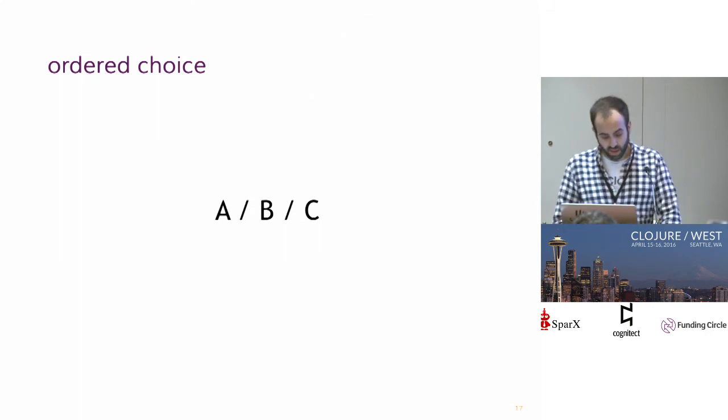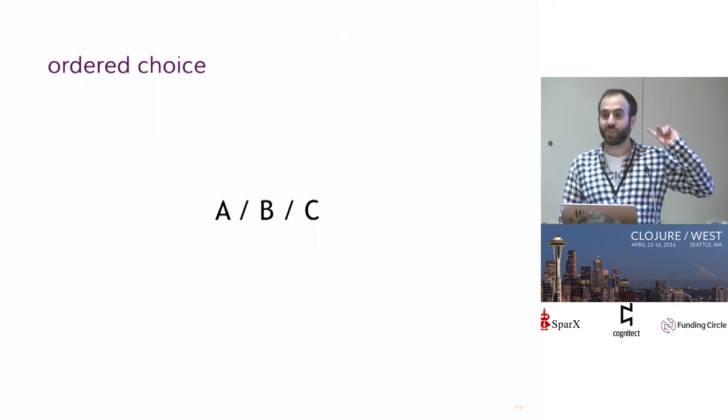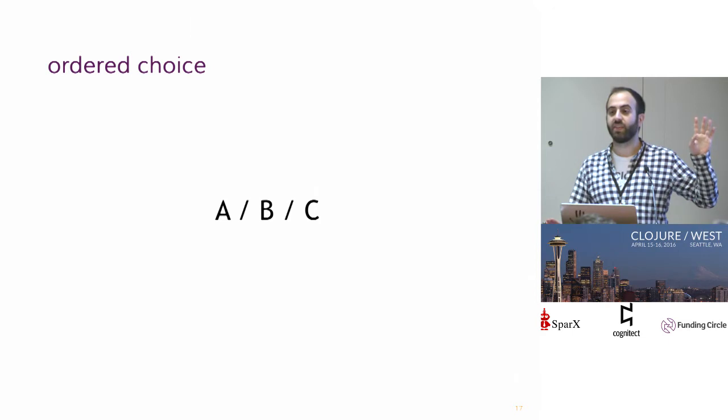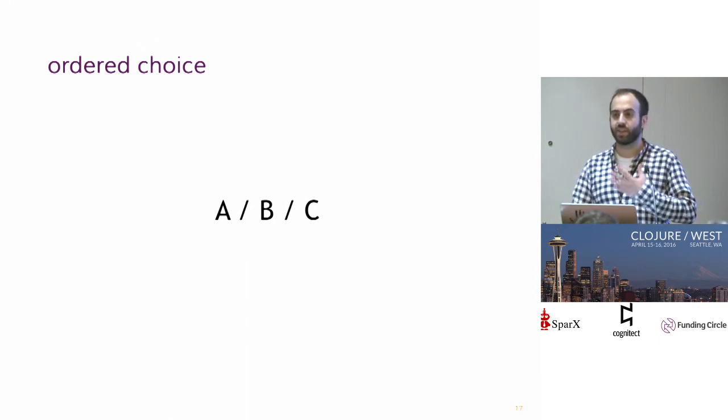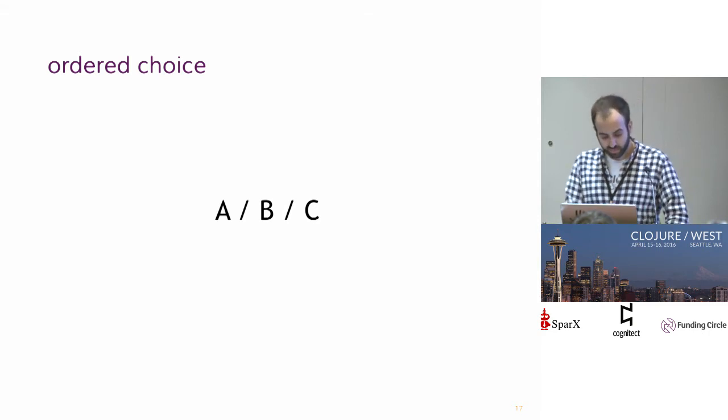Okay? Ordered choice is about resolving the ambiguity before it even happens. So this is really intentional. When you're writing the grammar, you specify what you're trying to parse first. The onus is on the grammar writer to do that.